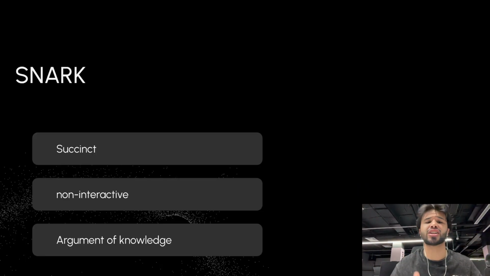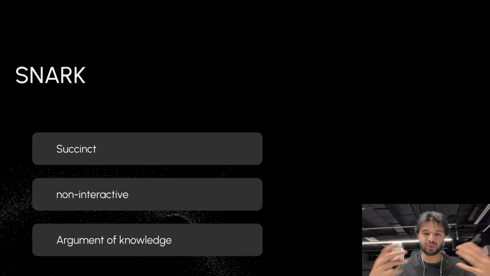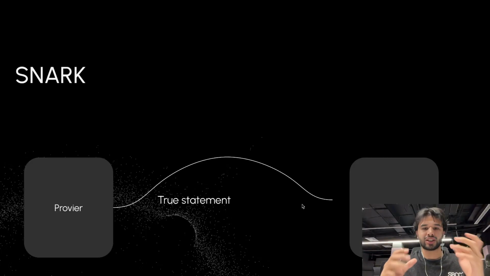SNARK is a succinct non-interactive argument of knowledge. Succinct means it's going to be short, non-interactive means it has to be in just one go, and argument of knowledge means the prover actually knows it. Okay, what is actually SNARK? SNARK is actually one proof. It says that I know this statement is true.